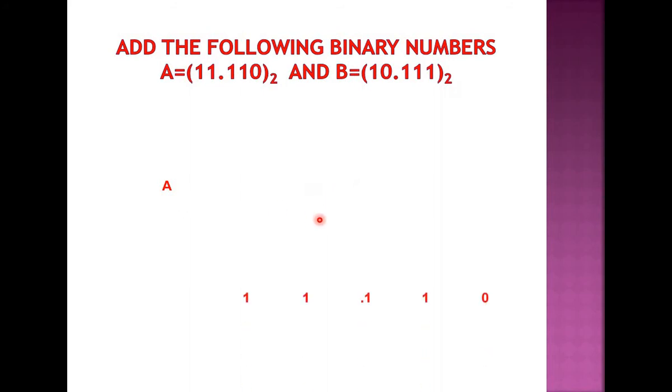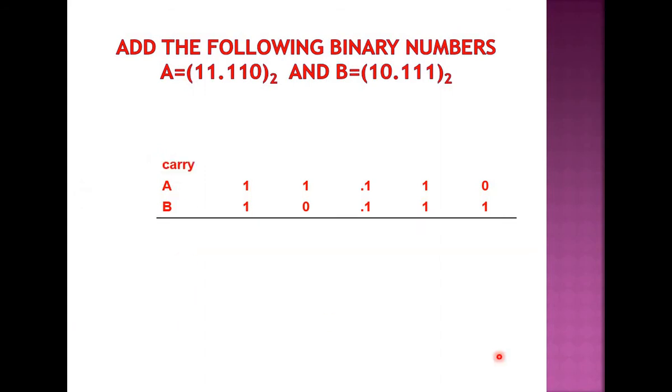A is equal to 11.110, B is equal to 10.111, and we write the carry on top of A and perform the addition. When we perform the addition, we start from the LSB side. So 0 plus 1 becomes 1 and it does not create a carry. So we go to the next column, 1 plus 1. Now the sum becomes 0 and the carry becomes 1.